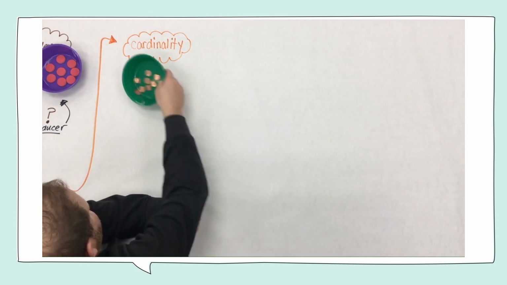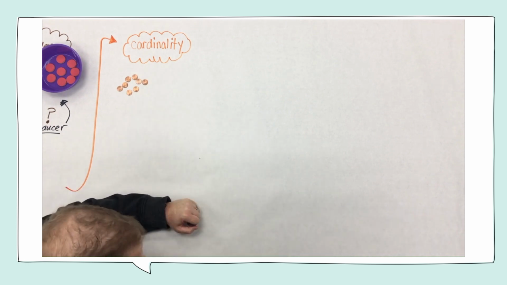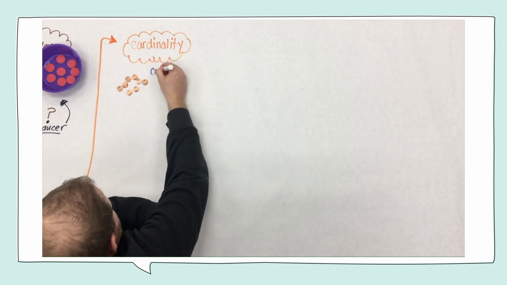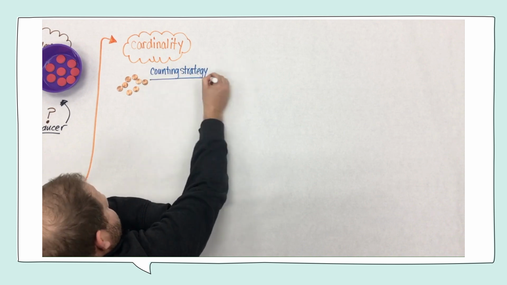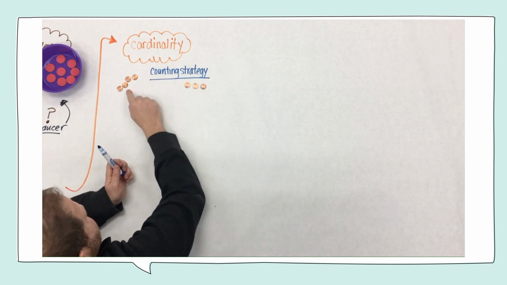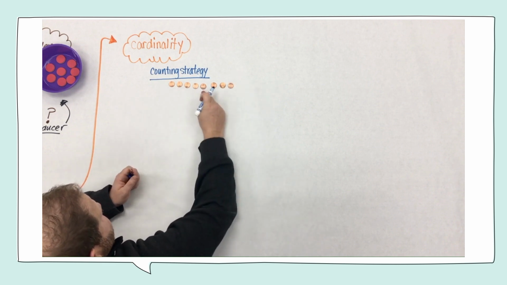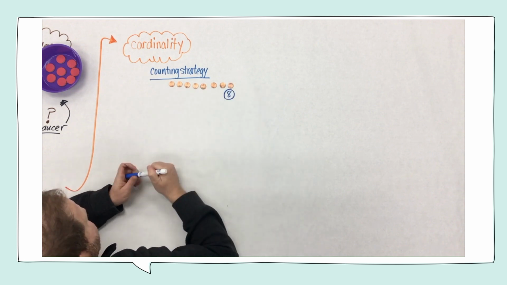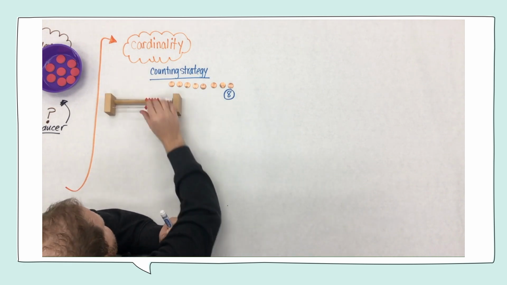Cardinality is when students are counting out a set of objects, and the last number in that count sequence describes the quantity in the set. Students might count this pattern of pennies, but they might double count some. So now they use a counting strategy where they line them up and count from 1 to 8, and they know that they said 8 last, so there's 8 in the count sequence.